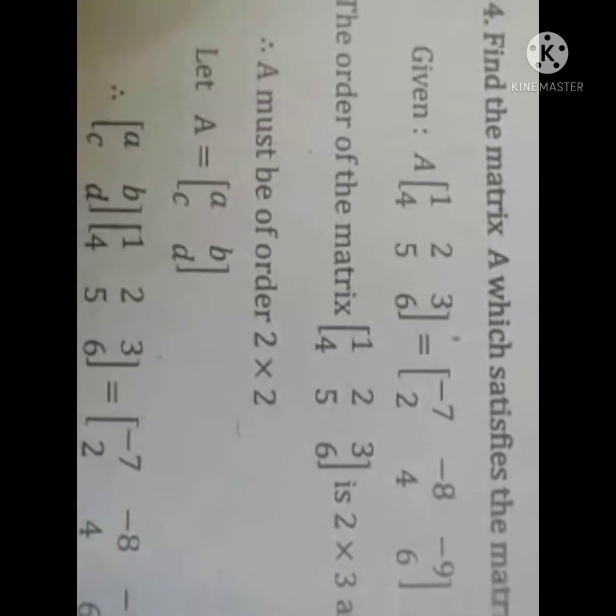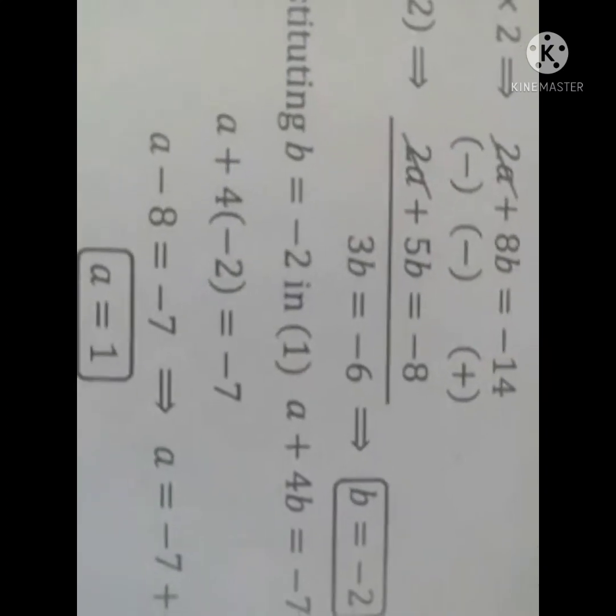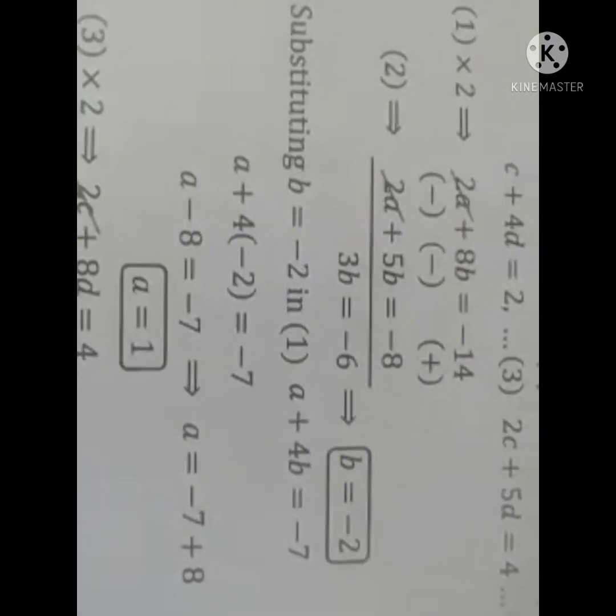So we can consider the matrix A as A, B, C, D. If you multiply by this, we get this form. Then equating corresponding values, we get these equations. After simplification and solving these equations, you get the values of A and B, also C and D. Okay, don't worry, these problems I will give in PDF form also.